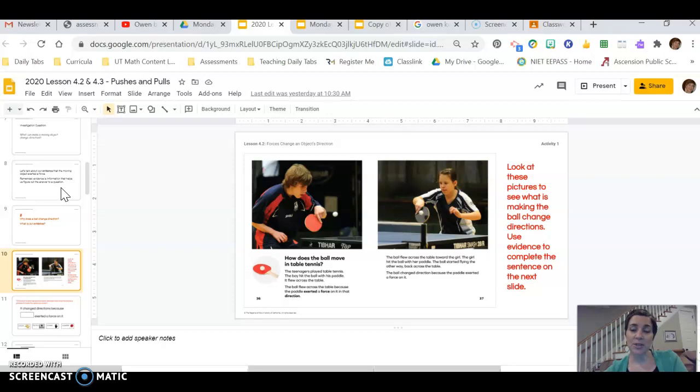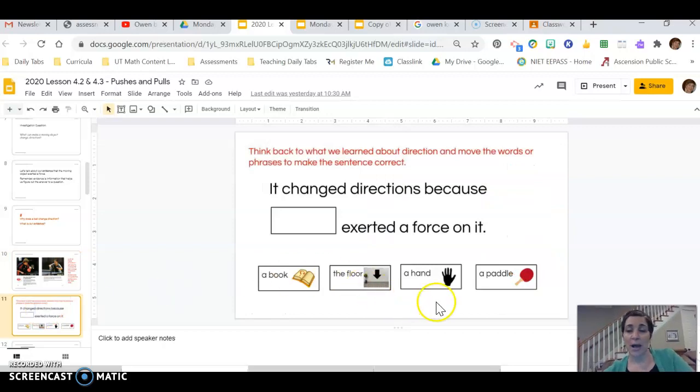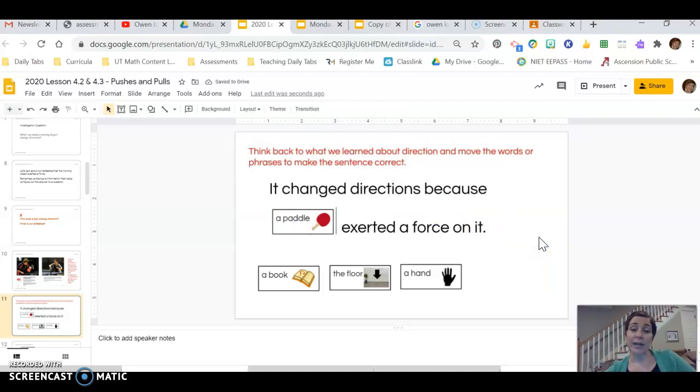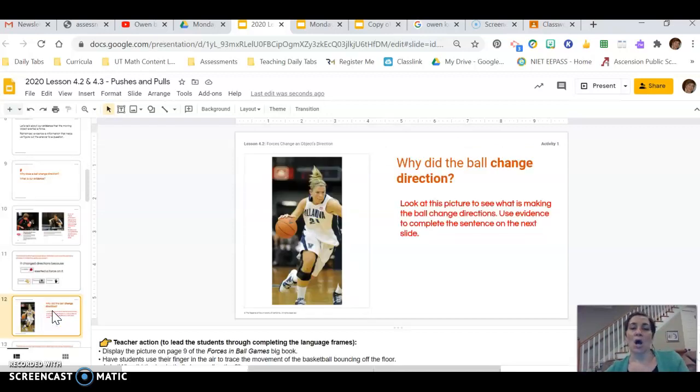Okay, when I look at the picture, I can see that the paddle is making that ball change directions. So I'm going to move the paddle into our box. Let's read our sentence and make sure it makes sense. It changed directions because a paddle exerted a force on it. Exerted means to make it happen. It was that energy that made the force happen. Okay, so if you guessed paddle, give yourself a little pat on the back. Good job. All right, this one's tricky.